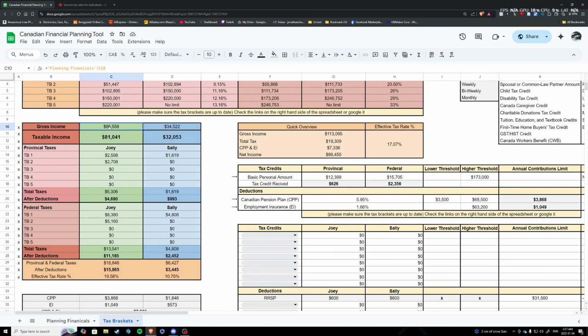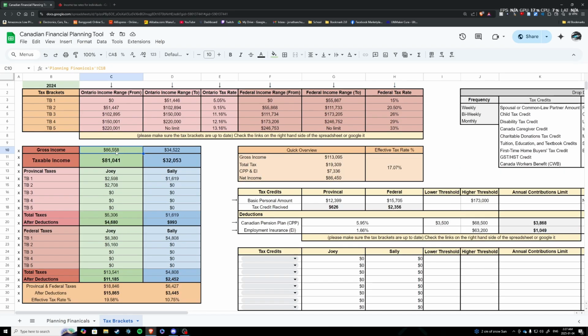Next, you can see Joey's gross income and Sally's gross income are here. You can then see that the taxable income is calculated, or reduced from this to this, and this is the money that's being taxed and put into the tax brackets as we predefined up here. So $2,600 of Joey's money is taxed for the first tax bracket and $2,700 for the next tax bracket.